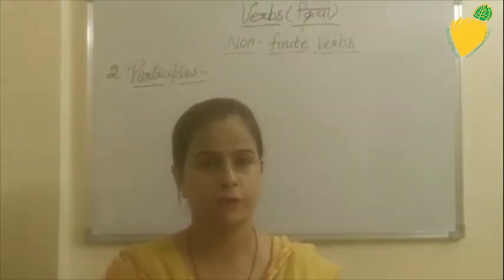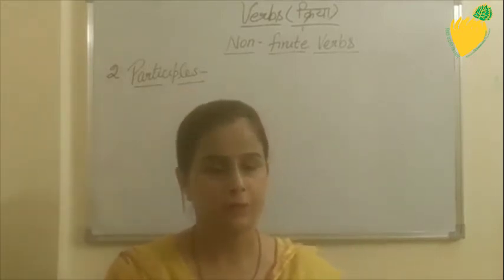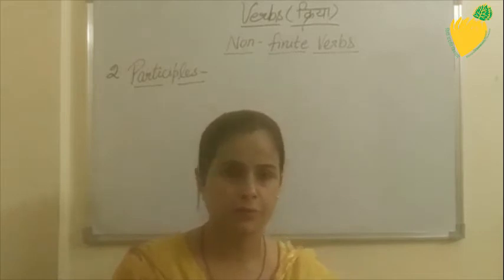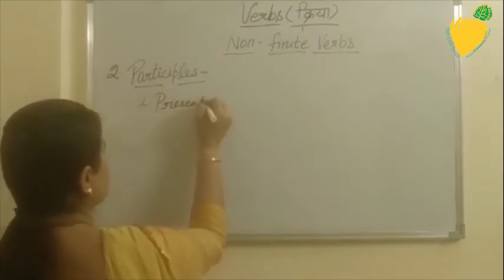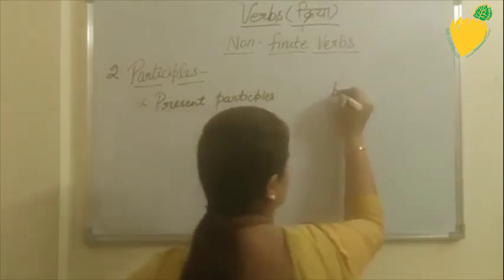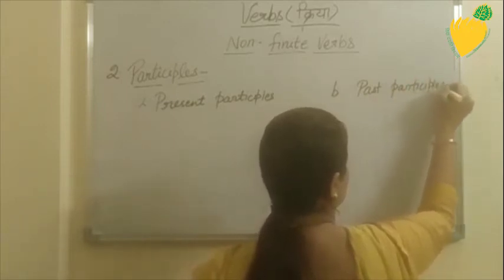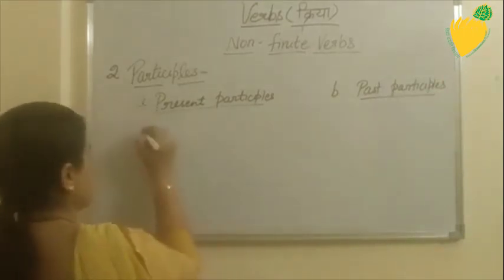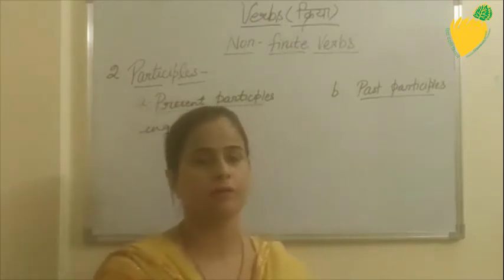Next type of non-finite verbs is participles. Participles are verbs which act as an adjective in a sentence. We are having two types of participles. First one is present participles and second one is past participles. Present participles end with ing. For example, crying, jumping, talking, walking.